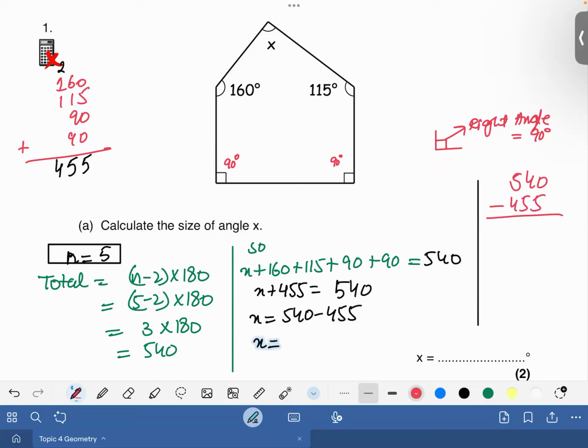Subtract from the right side. There is a common mistake: 0 minus 5 is not 0. First of all, you cannot subtract 5 from 0, so I'm going to take a carry from that. So it would be 3 and that would be 10. 10 minus 5 is 5. 3 minus 4 is impossible, so I can make this 4 and this would be 13. 13 minus 5 is 8. So 4 minus 4 is 0. So 85 degrees is the answer for this question.